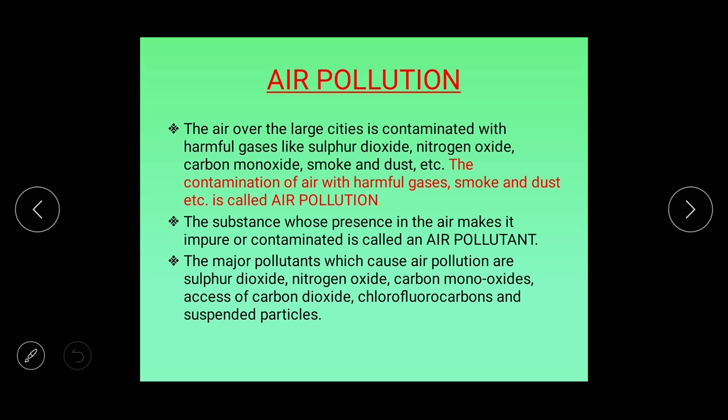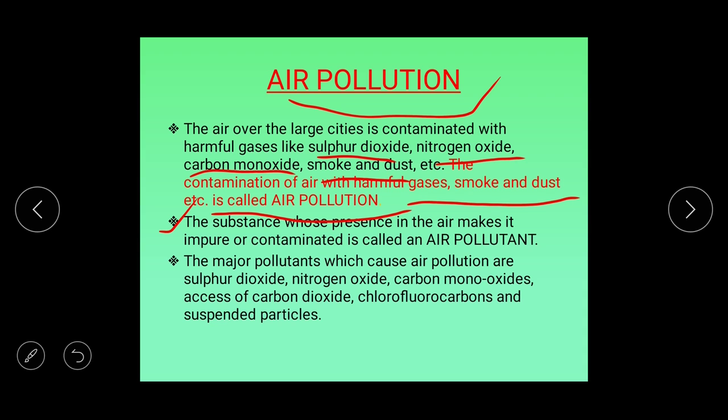So, children, I am coming to the main topic, that is air pollution. The air over the large cities is contaminated with harmful gases like sulfur dioxide, nitrogen oxide, carbon monoxide, smoke and dust, etc. The contamination of air with harmful gases, smoke and dust, etc. is called air pollution.